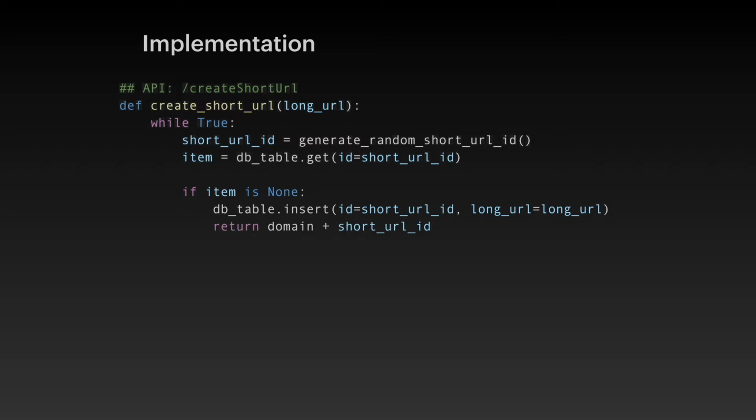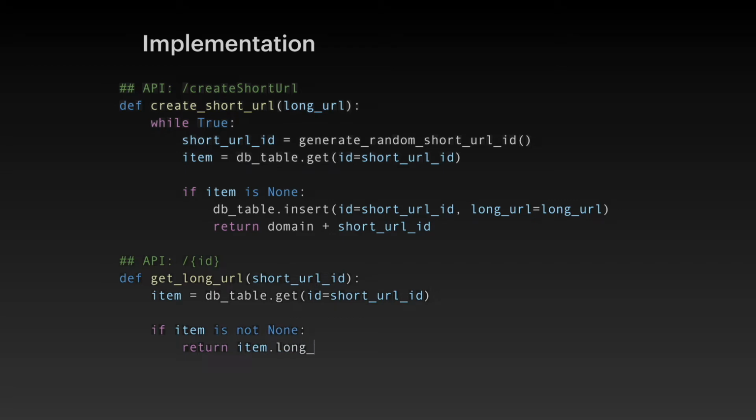If it's already being used, we continue the while loop and generate a new one until we find an ID that is not being used. GetLongURL takes the short URL ID as input. It will simply do a query to get the entry with ID equal to the short URL ID and return the long URL associated with that entry. It's pretty straightforward, right? But you'll see the code will get very complicated over time when we start to scale up.